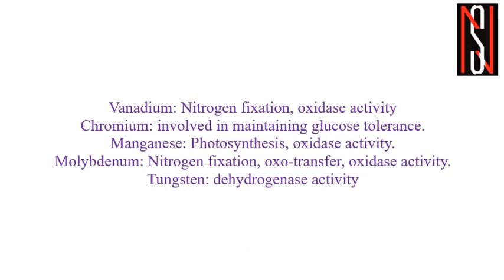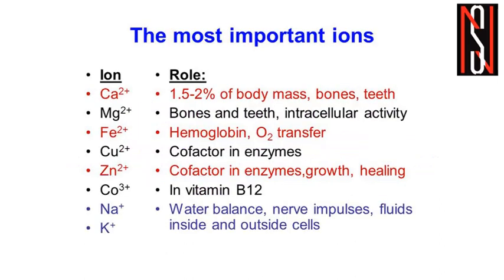Now molybdenum is a very important ion for nitrogen fixation, and nitrogen fixation is also important in the biological system. It is also important for oxygen transfer and oxidase activity. Now tungsten is very important for dehydrogenase activity.